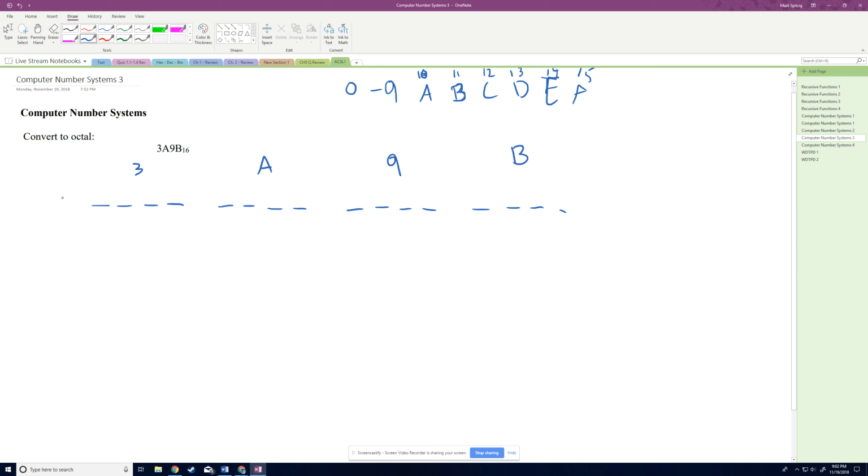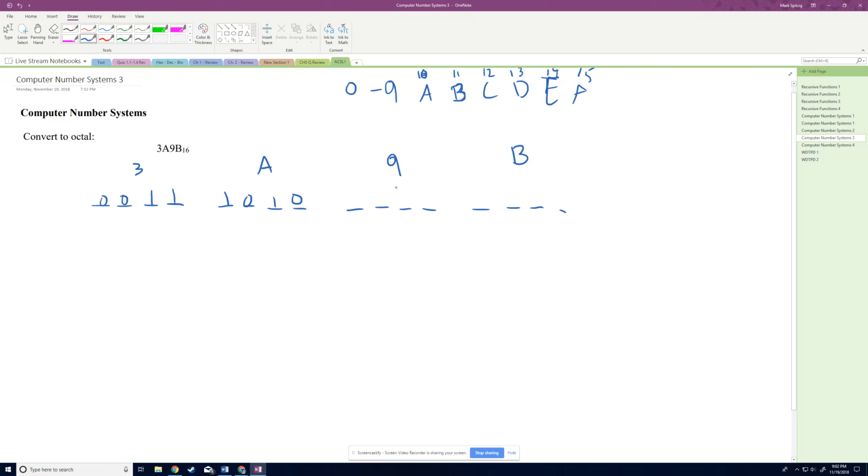Okay. So we have 3. We know that's going to be a 1 and a 1, and that's it, because it's 3. Okay. We have A, which is going to be 1, 0, 1, 0. That is 10, right? Which is an 8 and a 2. Again, things to remember: A, I always remember is 10, 10. A is 10, and 10, 10 makes 1, 0, 1, 0.